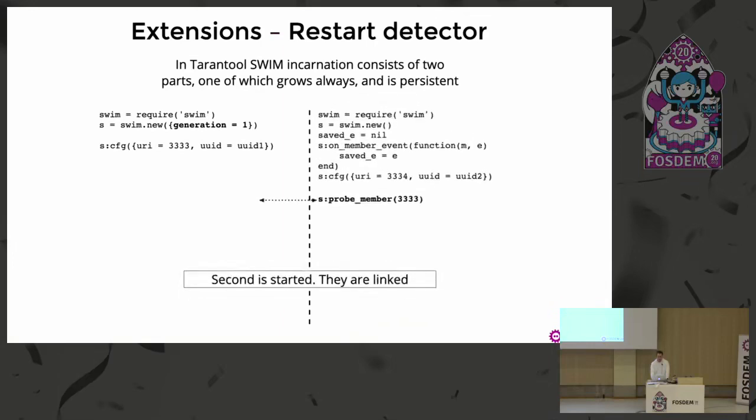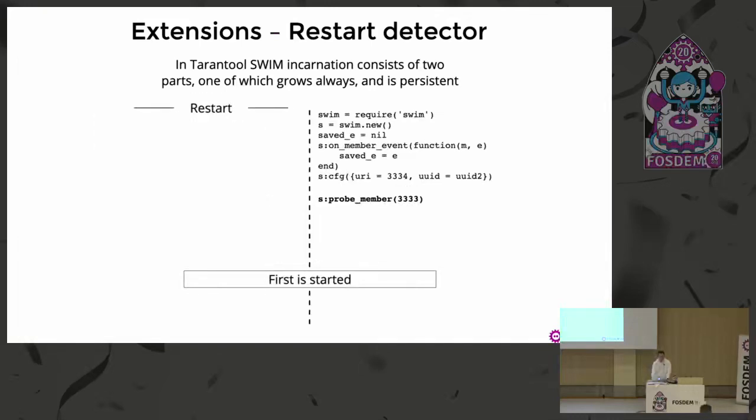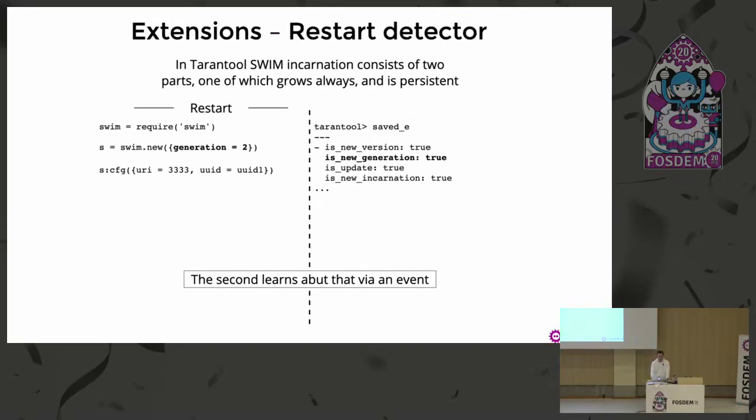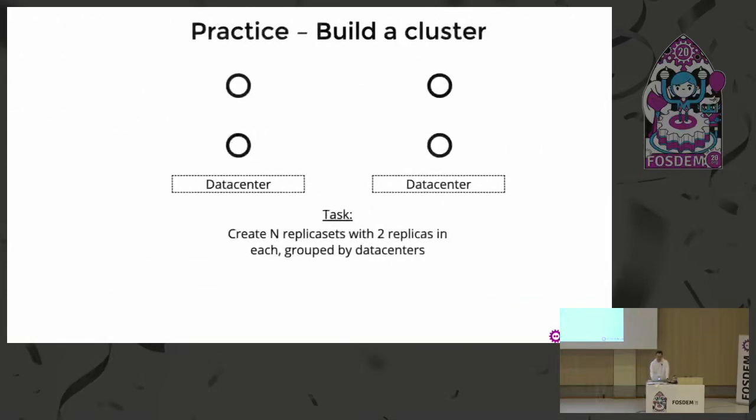Now I configure a SWIM instance, create a second one, and connect them. I restart one instance with a newer generation, and I can see this as an event on another instance. So the problem of payload not being disseminated is solved, and also we have a restart detector here. And this event can be seen as is new generation. You can somehow use it in your application.